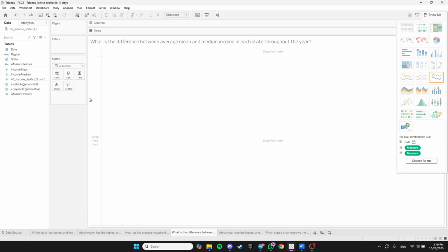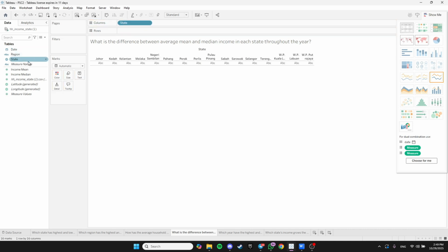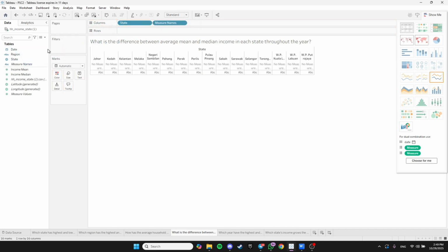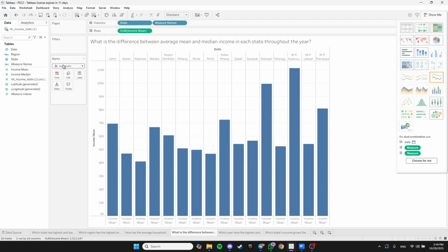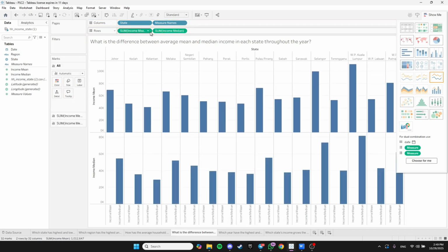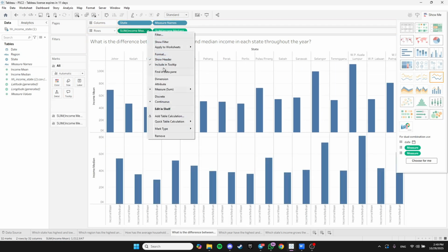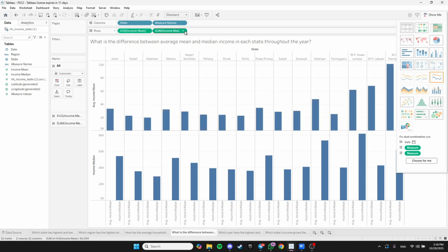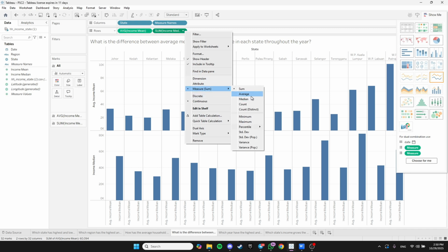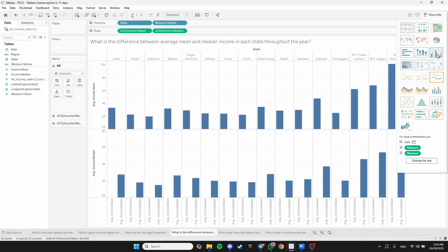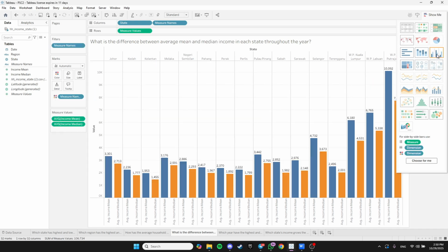Next I'll be explaining the question: what is the difference between the mean and median by state? So first, we pull the state and put it at the column and also the measure names. And for the rows, we put the income mean and the income median. We right click the income mean and median to change it into average so that we can get the average value. For the graph we use a side by side bar, so it's easier for us to compare the values.